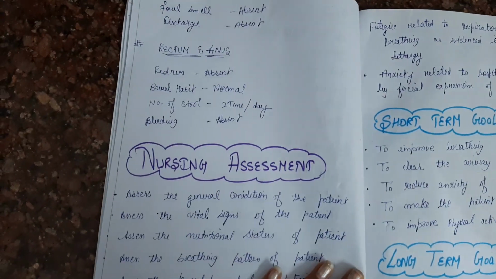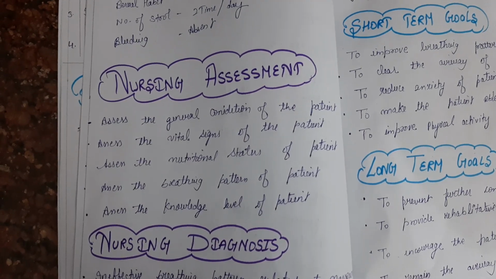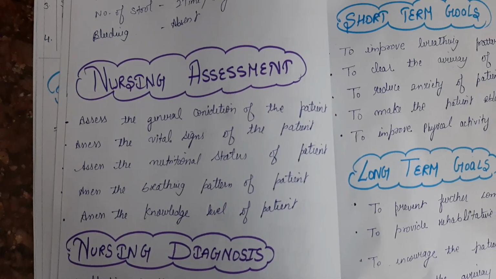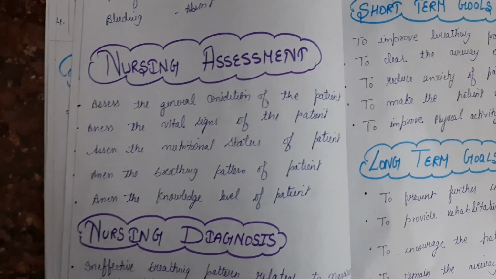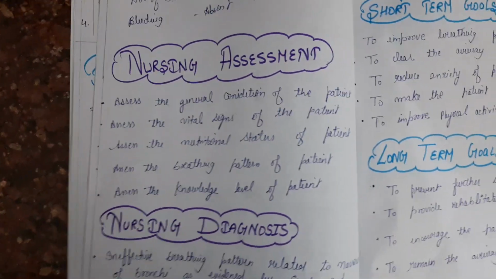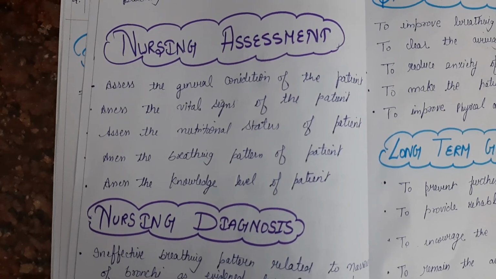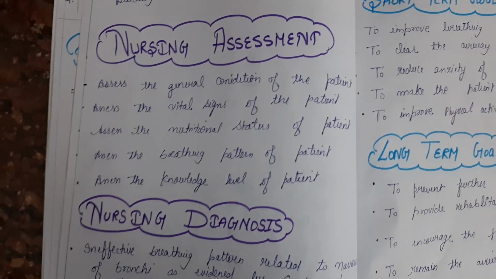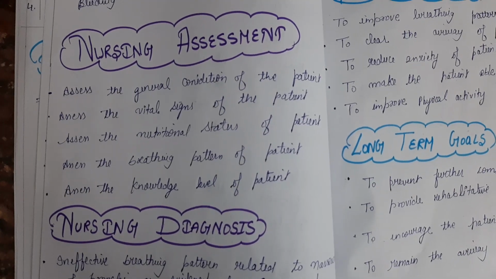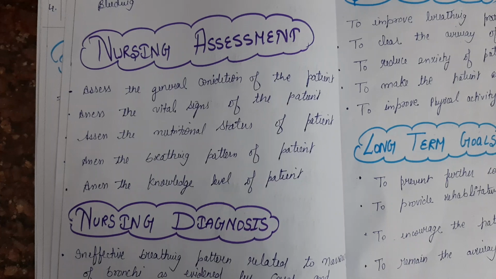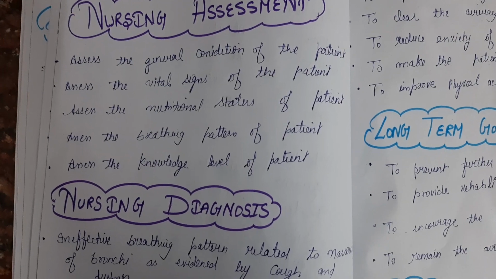After doing a proper examination comes the nursing assessment, that is, what the nurse assesses. The nurse first of all assesses the condition of the patient, what condition the patient is suffering from. Then we have to check the vital signs, as I already told you previously. After that we have to assess the nutritional status. Nutritional status is very important and crucial, because maybe the patient is suffering from dehydration, or maybe from malnutrition. So you have to assess the nutritional status of the patient. After nutritional status, the breathing pattern should be assessed by the nurse. Why?